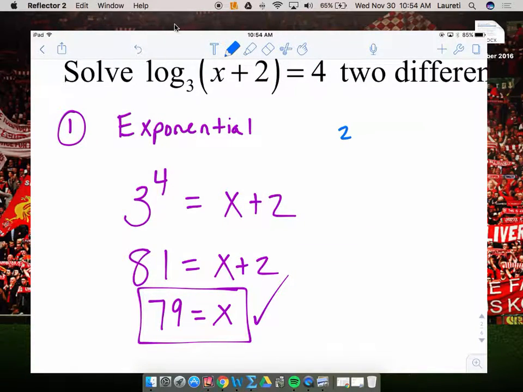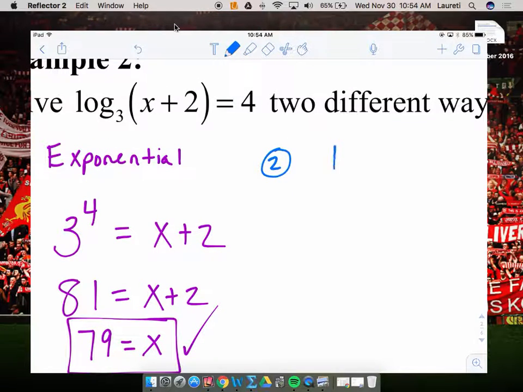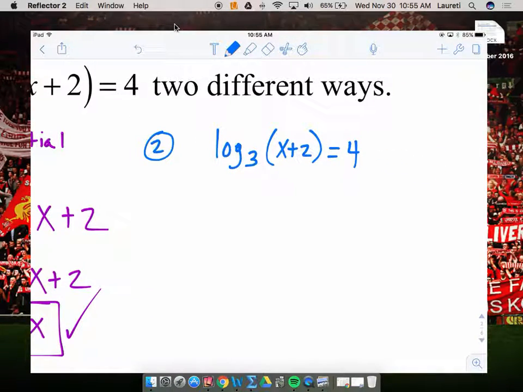What's another way that you could solve this? Log base 3 of x plus 2 equals 4. What's another way that you could do it? Yeah. You could. Might be more difficult than what you really want to do. What do you have to try and get rid of? Log base 3, right? What is the opposite of a log base 3? Exponential with a base of 3, right?